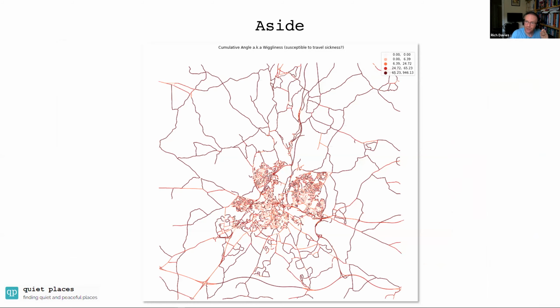But there's some interesting sort of side data in this. This is a graph that shows that same road network in Derby, but this is the quantified cumulative angle as you go along a particular segment. So effectively, it's how wiggly the road is. And as a youngster, my sister suffered tremendously with travel sickness, and I'm sure my parents would have thanked me if I'd had this data to hand instead of the paper bag. But that's a slight aside. Nevertheless, it just shows that the data that we're using can be useful elsewhere.